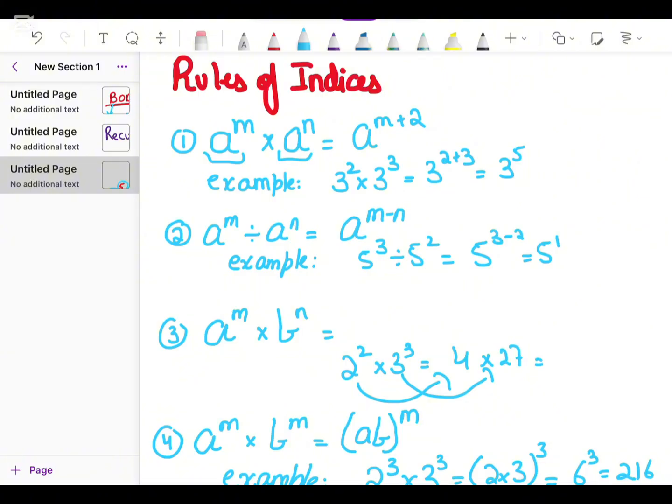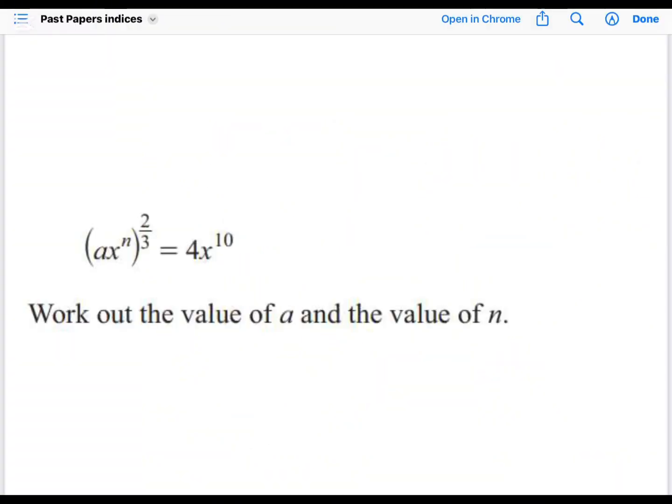Now we are moving toward the past paper. Starting with the first question, I forgot one or two rules related to indices. I will cover that rule in this question. Question number 1 is: work out the value of a and the value of n. So how can we find the value of a and n? There are one or two basic things that I forgot to tell you in the rules of indices.